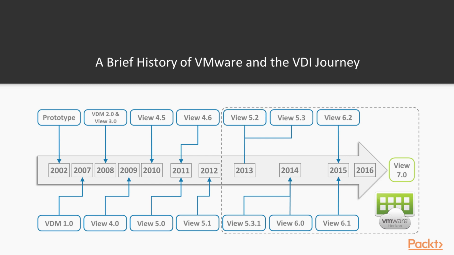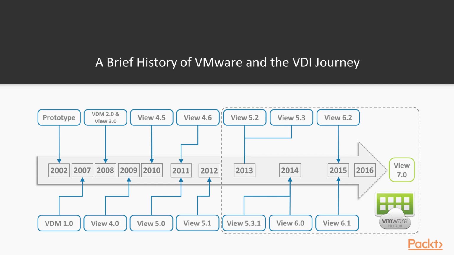In March 2013, View 5.2 was released, and to bring it in line with VMware's launch of the Horizon brand, it was renamed Horizon View 5.2. A second release later in 2013, Horizon View 5.3, saw the introduction of Virtual Dedicated Graphics Acceleration, or VDGA, which allowed a virtual desktop to have dedicated access to a GPU in the host server.